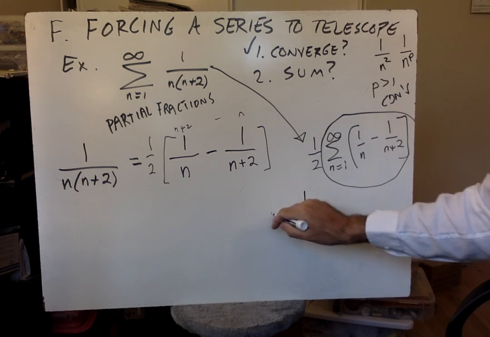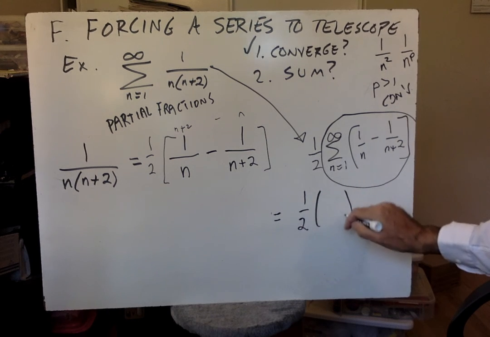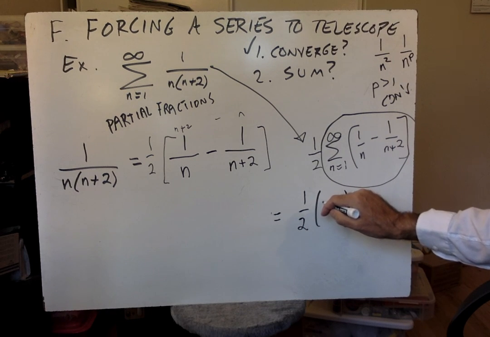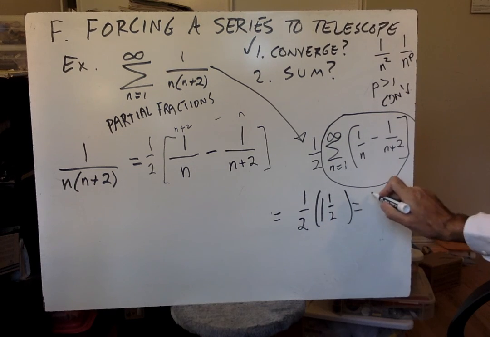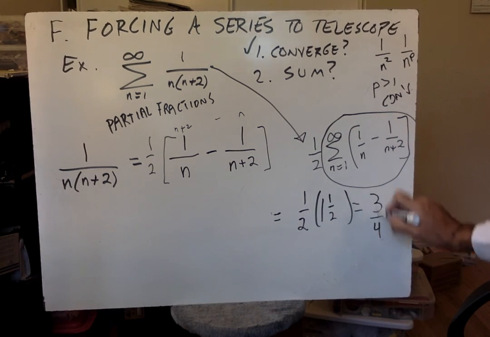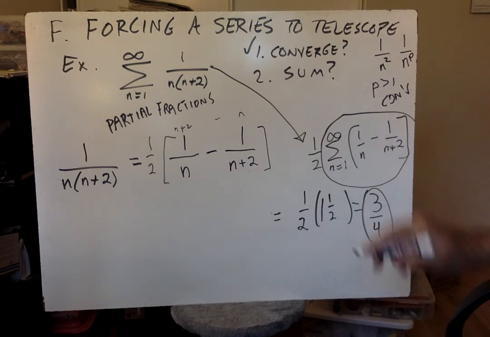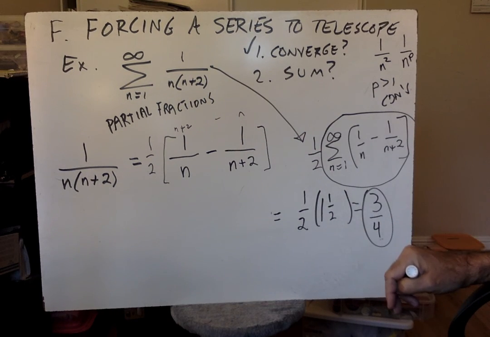So this is 1/2 times what we did on the previous page, which was 1.5, which means this is 1/2 of 3/2, or 3/4. So the sum of this series is 3/4. And there's at least one problem like this in the homework.